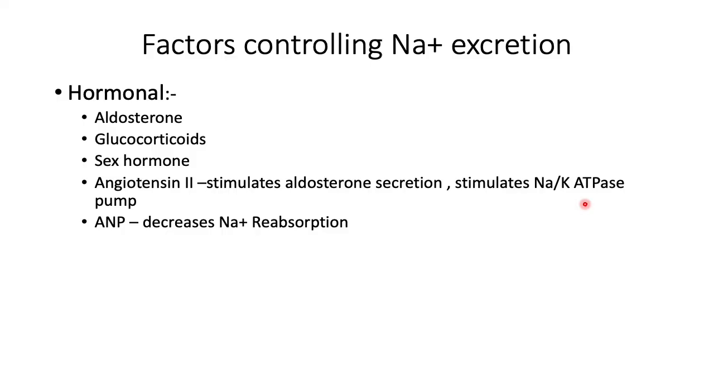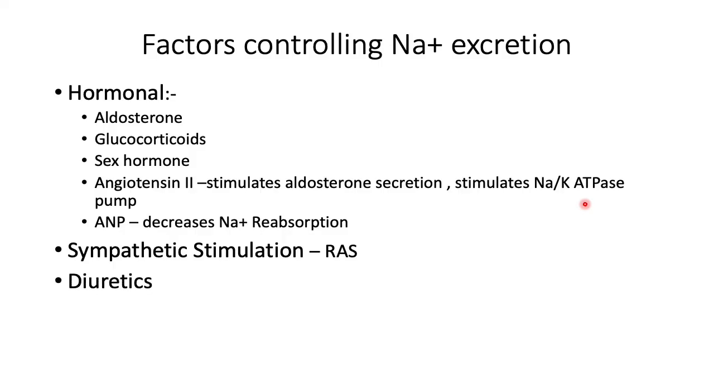Another one is ANP, atrial natriuretic peptide, which decreases sodium reabsorption by inhibiting the epithelial sodium channel at the collecting duct, which I have discussed elaborately in another YouTube link. Already I have shared that. And sympathetic stimulation, through the beta fibers, increases renin secretion, and also causes constriction of the afferent arteriole, decreasing the GFR. And diuretics, whose function we have already discussed, increase the urine volume.